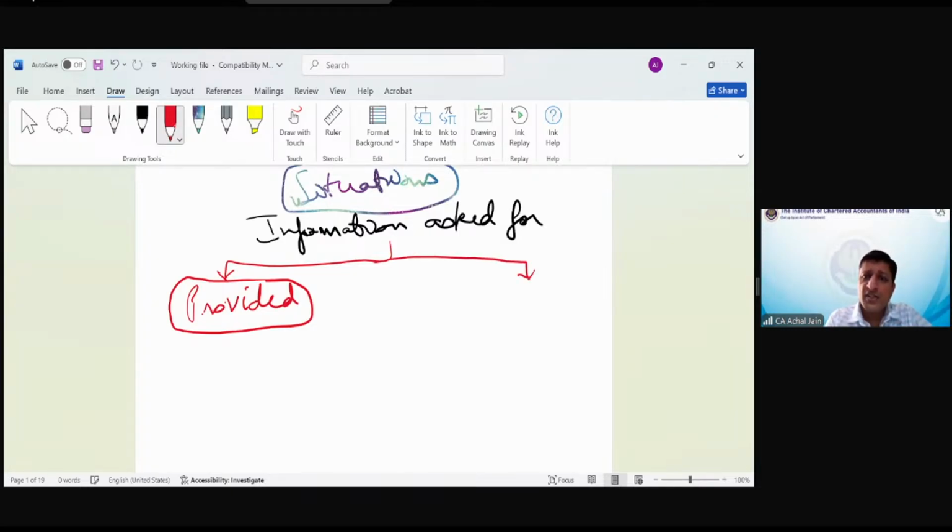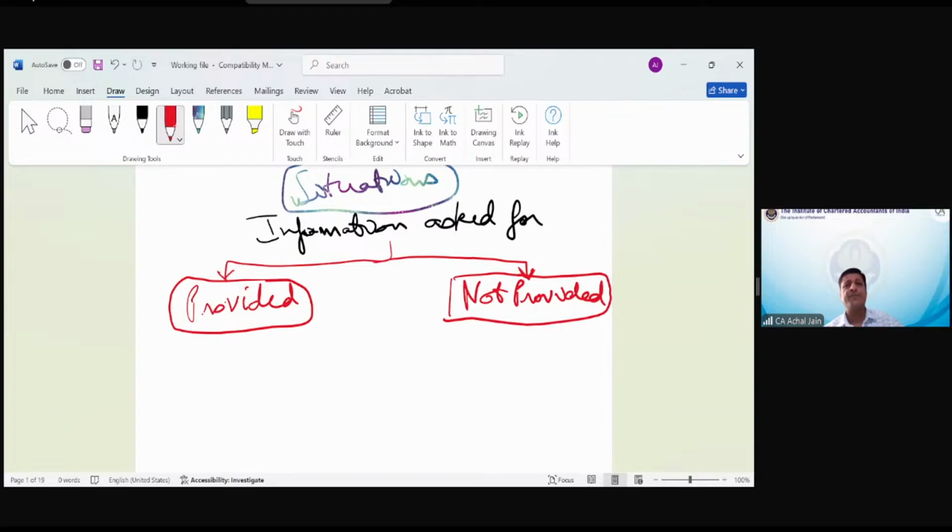Another situation is the auditor has asked for some information, but that has not been provided. So this could be the second possibility or second situation. Yes or no? Only two situations are possible. Either the management will provide or not provide.